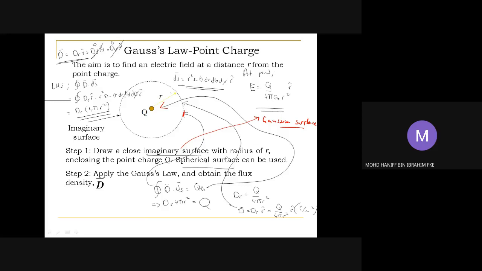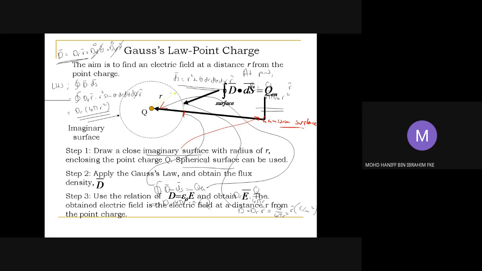So that's where the third step comes in, which is to simply use the relationship D equals epsilon E to find the field intensity. From D equals epsilon E, we have E shall be D over epsilon naught, which will be Q over 4 pi epsilon naught R squared, in the direction of R, in volts per meter. So at any position at a distance R from the point charge, the E field can be calculated to look like this.